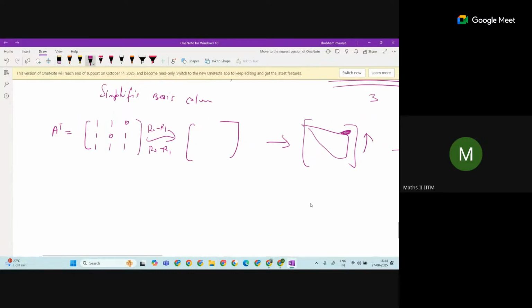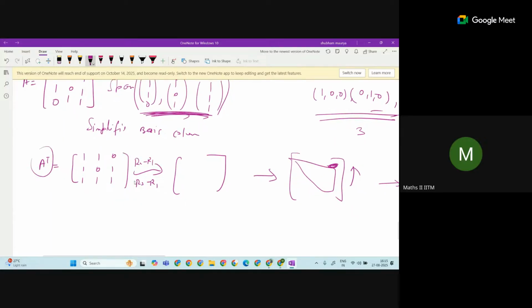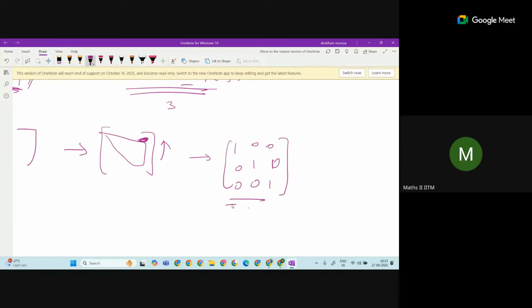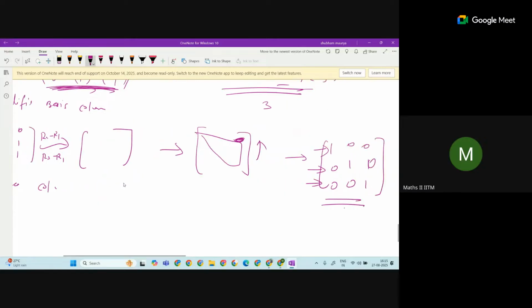Here, the same vectors I just wrote in a different way: I took these vectors and wrote them column-wise, or transposed, both are the same. Writing these vectors as columns is what I did, or even writing the transpose is the same. So whatever simplified form you got here, take these vectors. This is going to be the simplified basis of the column space.